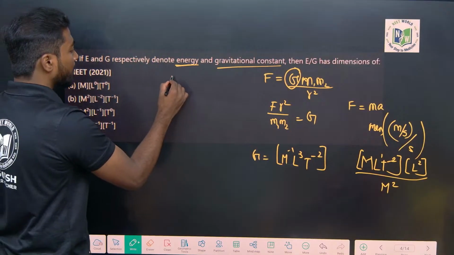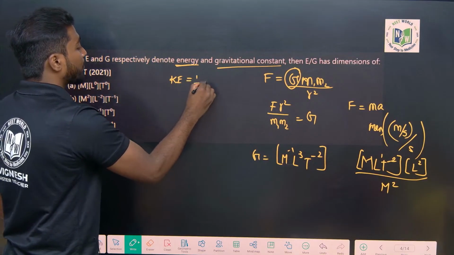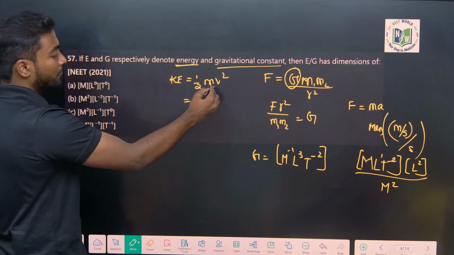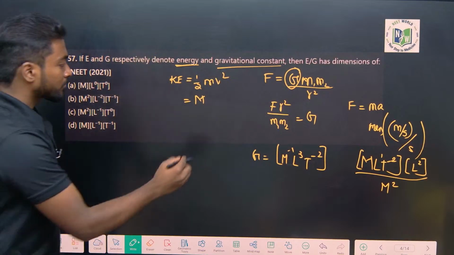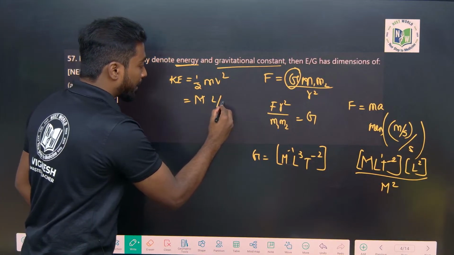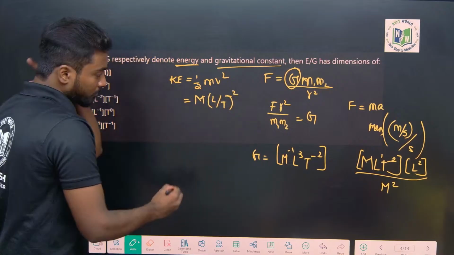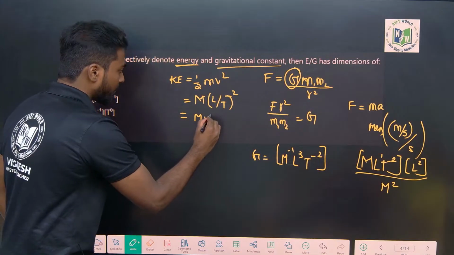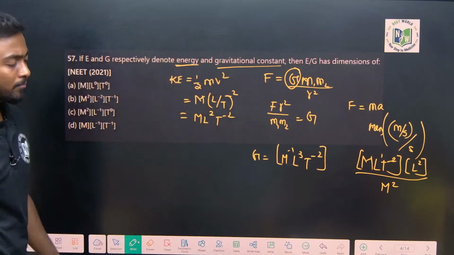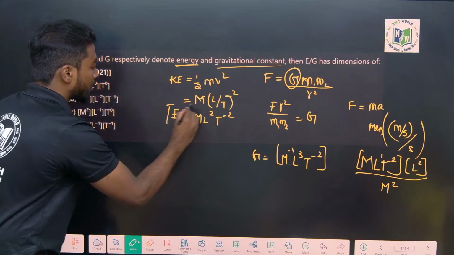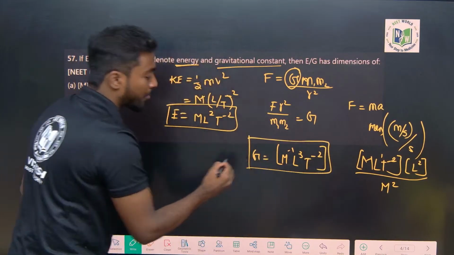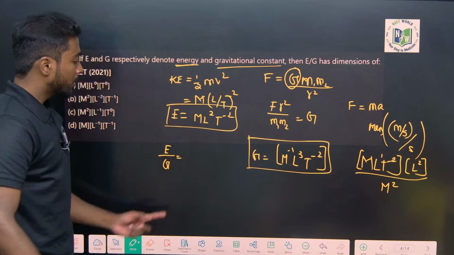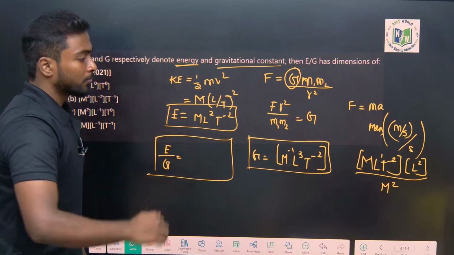What about E? Let me take kinetic energy, half m v square, where m is the mass, so M, v square, meter per second, length by T whole square, so M L square T power minus 2. So I got the dimensional formula for energy and for the gravitational constant. Now we need to get E by G. You can get it easily now. Do it and say. What is the answer?